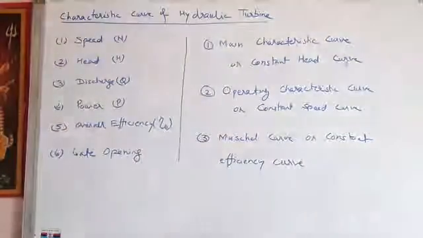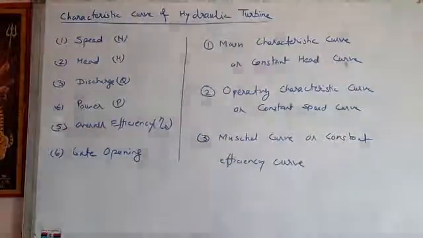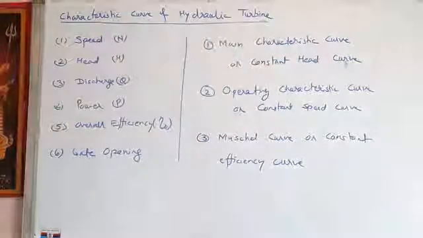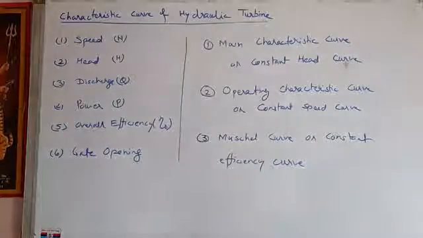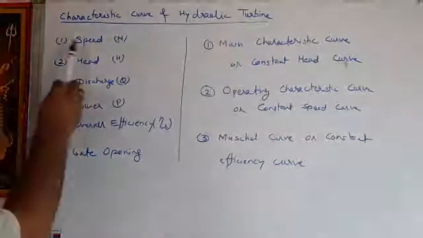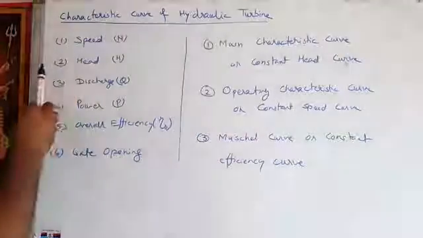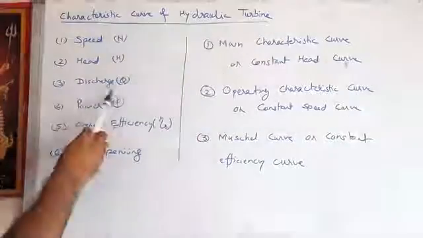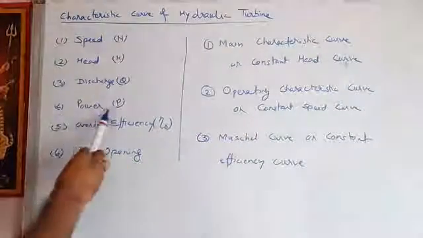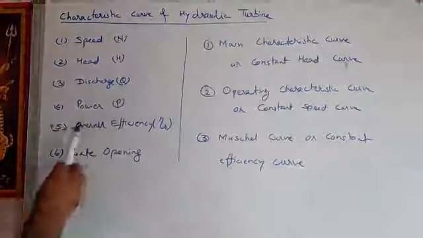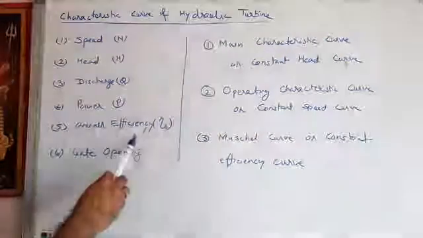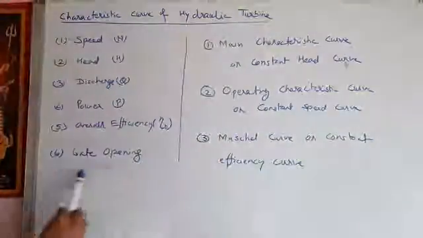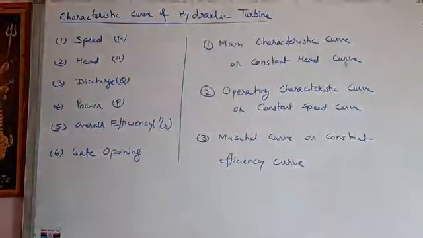The important parameters which are varied during a test on a turbine are: first, speed can be varied; second, head can be varied; third, discharge can be varied; fourth, power developed can be varied; fifth, overall efficiency can be varied; and sixth, gate opening can be varied.